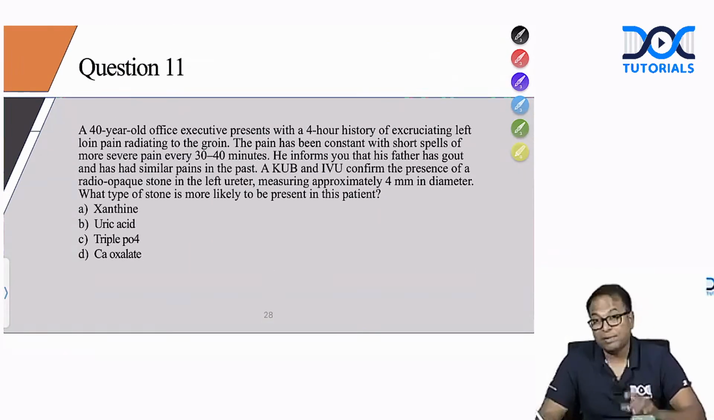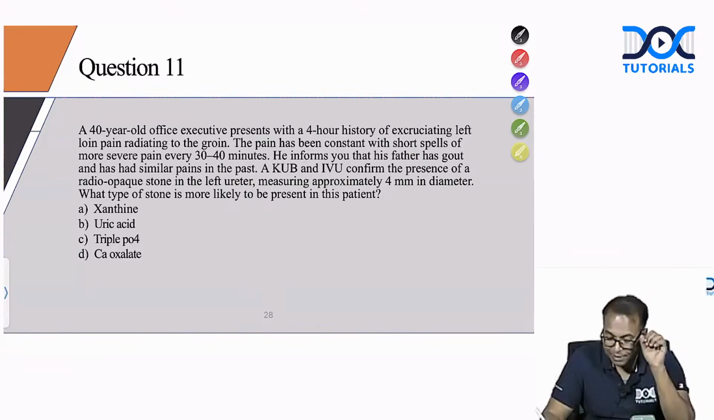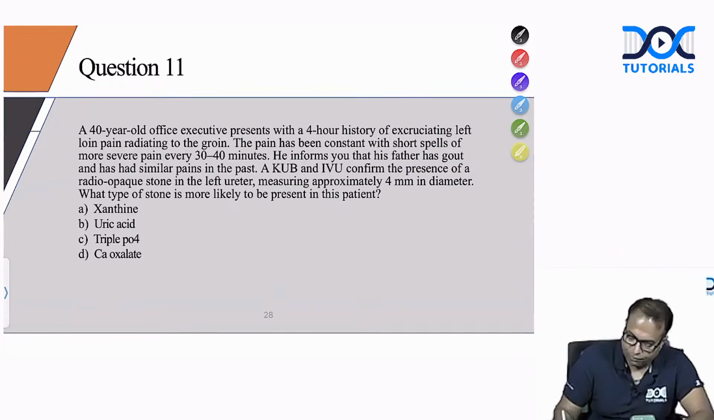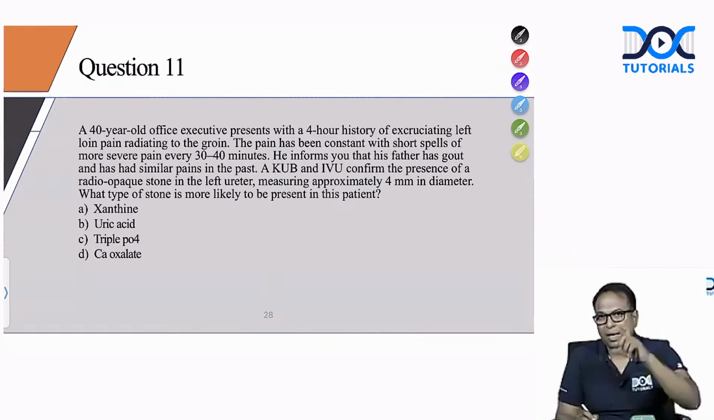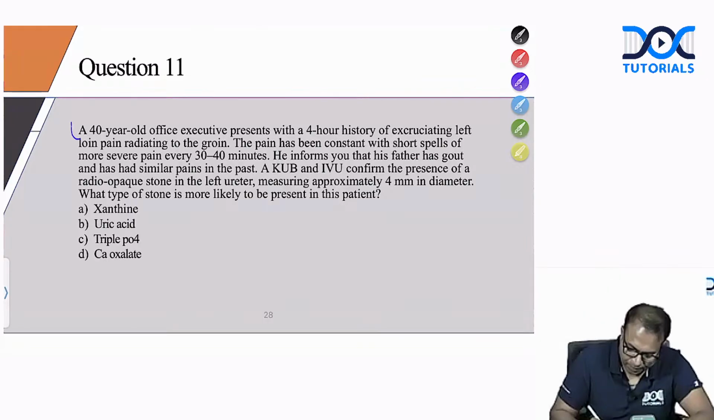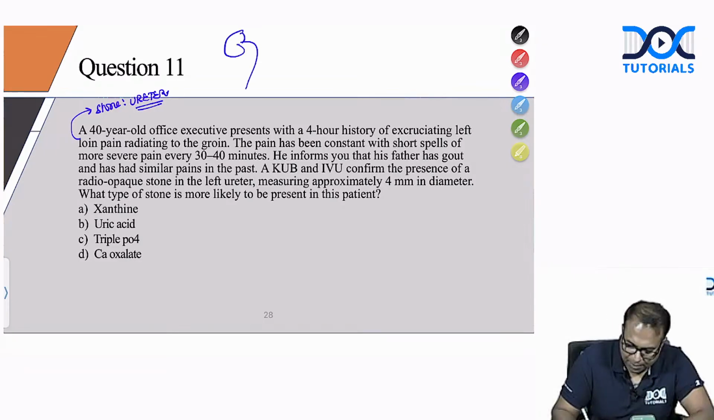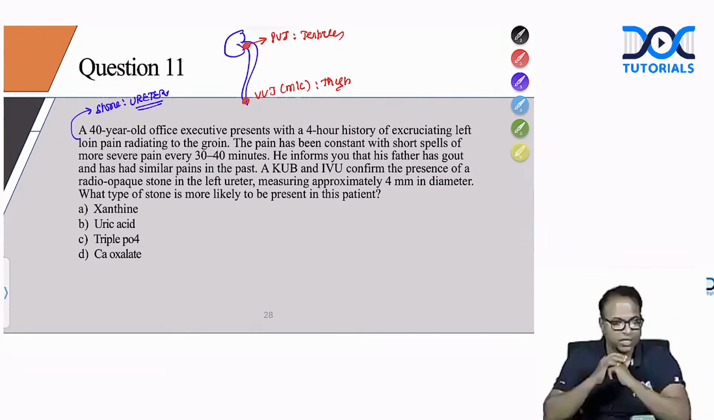So this is a classical question which will mislead you. There will always be some questions which will mislead you. This is one such question. A 40 years old office executive presents with a 4-hour history of left loin pain radiating to groin. Loin to groin. Where is the stone? Stone in ureter, which place? Loin to testicles, please remember, is a classical location: pelvic ureteric junction causes pain radiating to testicles. If it is in the vesico-ureteric junction, the most common site, it goes to thighs. So loin to groin is a vesico-ureteric junction stone.